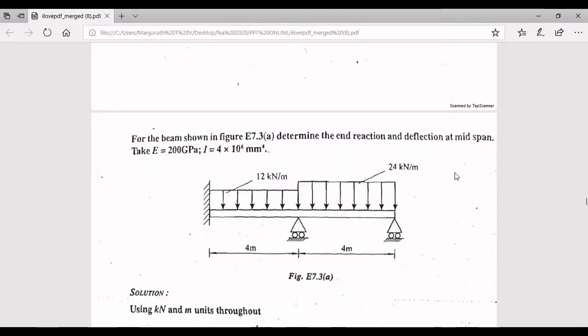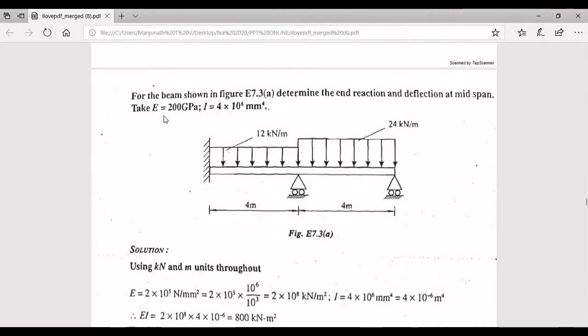Discuss the different types of problems for different types of beams, elements for different loading conditions. Okay, so just take the first problem. As you are seeing here, for the beam element as shown in the figure, determine the end reactions and deflection at midspan. They are given the E value as 200 GPa and the I value as 4 into 10 to the power of 6 mm to the power of 4.